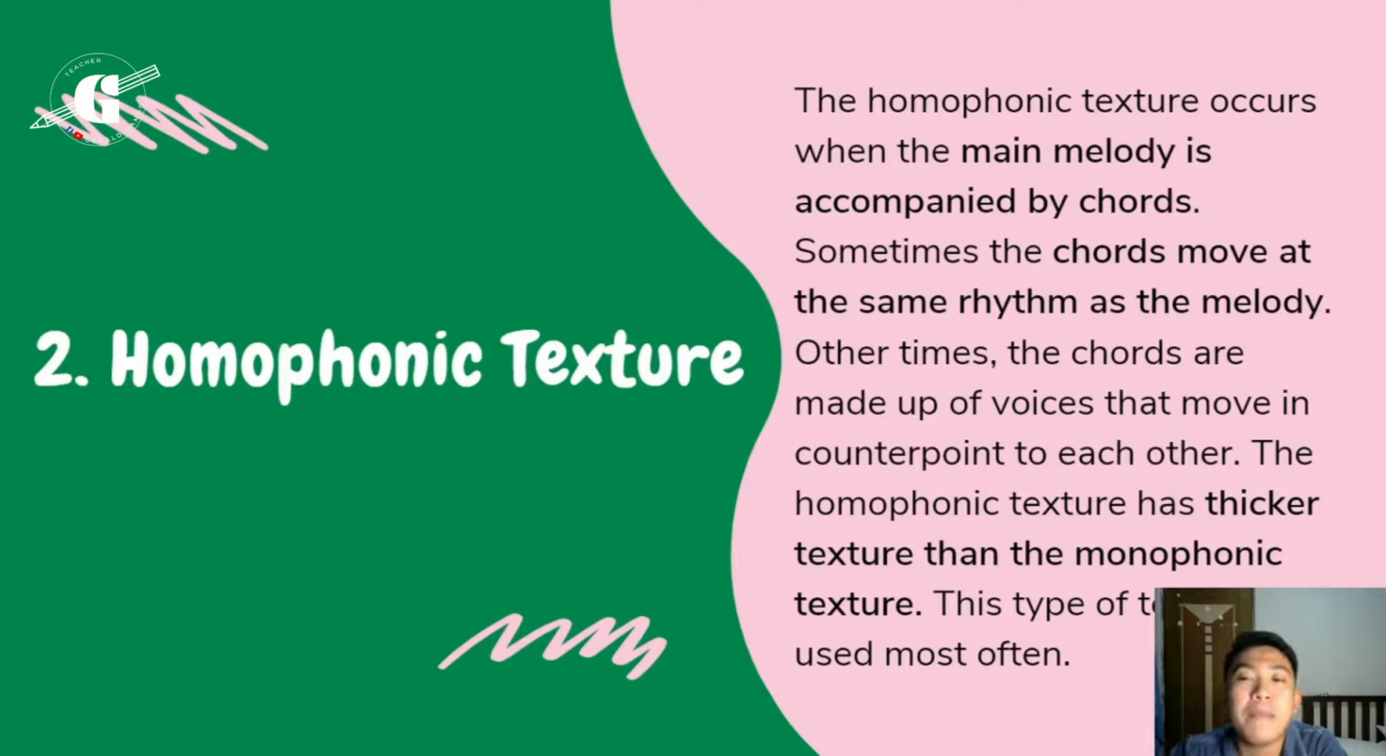Okay, so kapag pinag-usapan naman natin ang homophonic texture, so yung main melody or yung pinakatono natin ay mayroon ng kasamang chords. Ibig sabihin, yung melody na ginagawa natin or kinakanta natin ay sinasabayan na ng instrument kasi meron ng chords. Okay? Sabi dito, sometimes the chords move at the same rhythm as the melody. So kung ano yung ritmo ng melodiya or ng tono ng ating awitin, ang chords ay kino-consider din iyon. So, parang magkasabay lang sila. Okay?